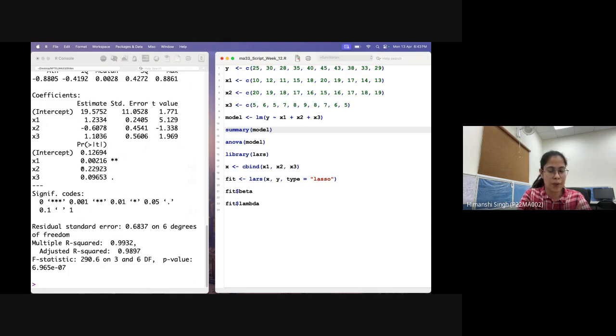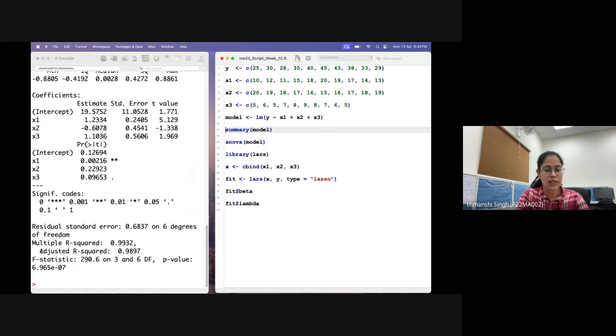Apart from this, we also got the residual standard error, that is 0.6837. This is SS_res on 6 degrees of freedom. Why 6 degrees of freedom? Because we have three explanatory variables, so three regression coefficients, and one is the intercept, so that's why it is 4. So 10 minus 4, that is n minus k, so that is 6 degrees of freedom.